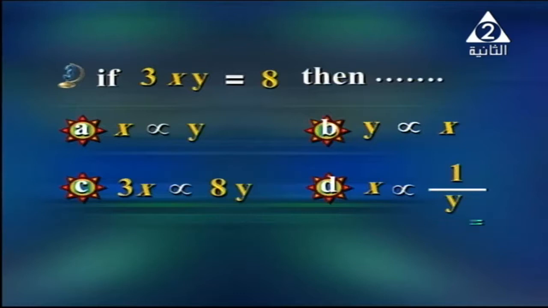xy equals m. When we talk about inverse variation, we are talking about the relation between x and y: x equals m over y, so x equals 8 over 3y. Excellent. Then the result will be choice number D. Another question.